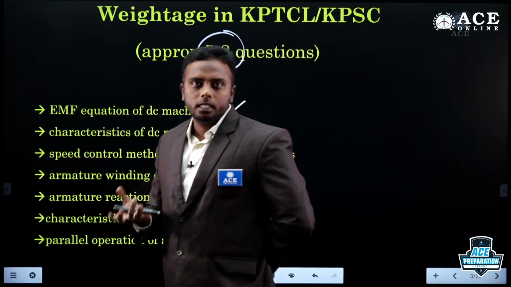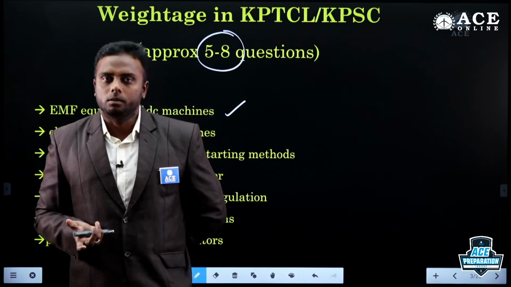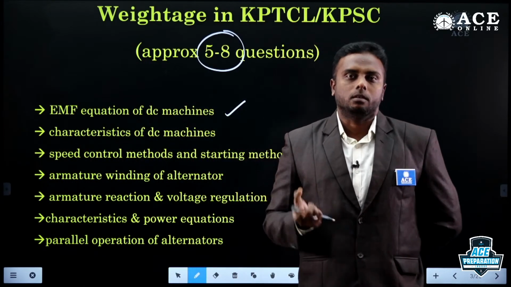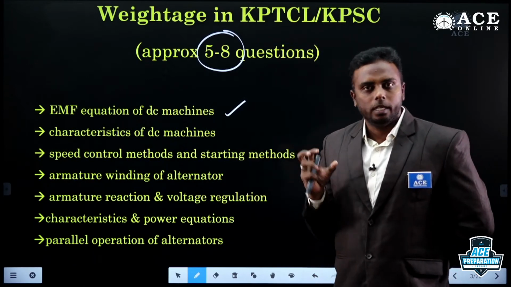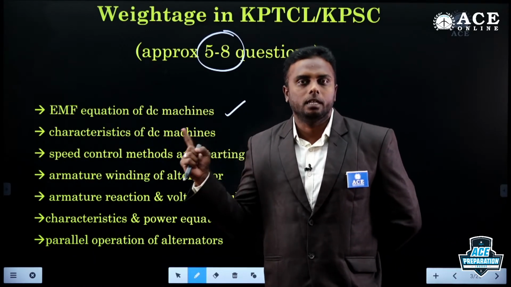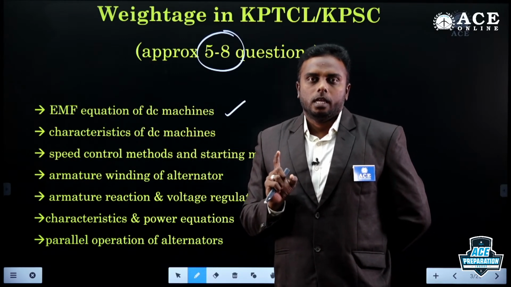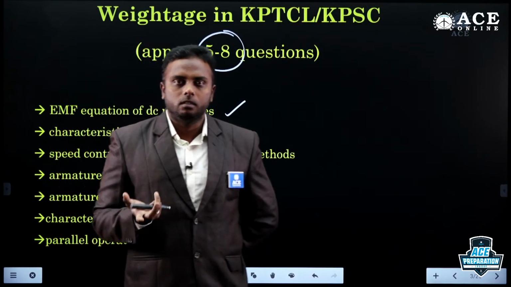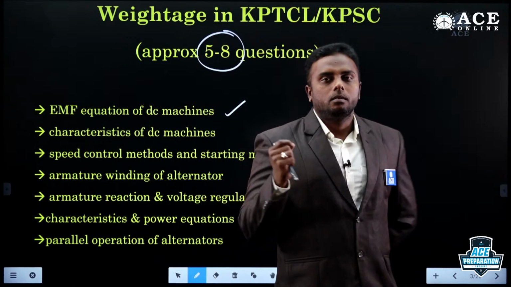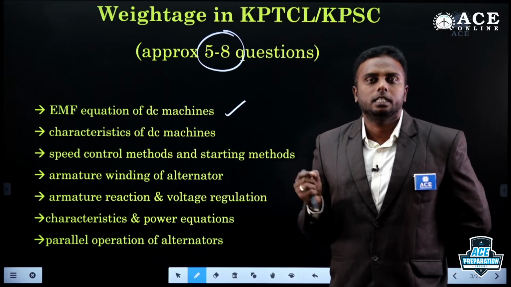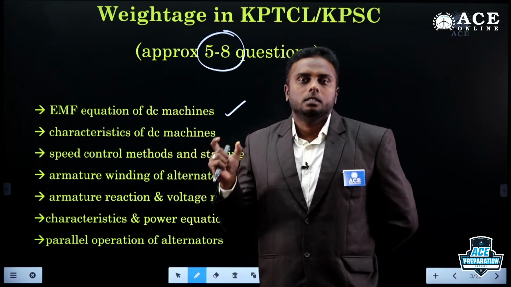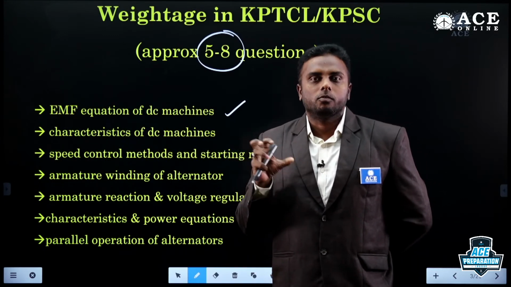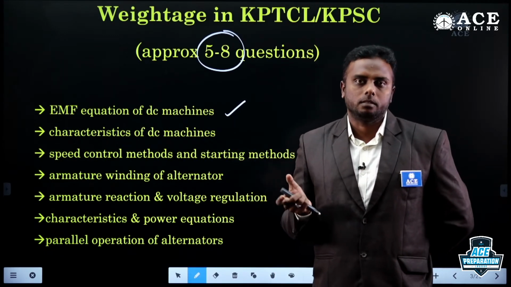In generator we call it EG, generated EMF or induced EMF. In motors, the same EMF in armature we call back EMF. So the equation is same: Z phi N P by 60A. In that, Z is constant, because the number of conductors is always constant in the generator or motor, and poles always fixed. 60 is constant, and A is the parallel path, that is also constant. It depends on the type of winding, lap connected or wave connected.